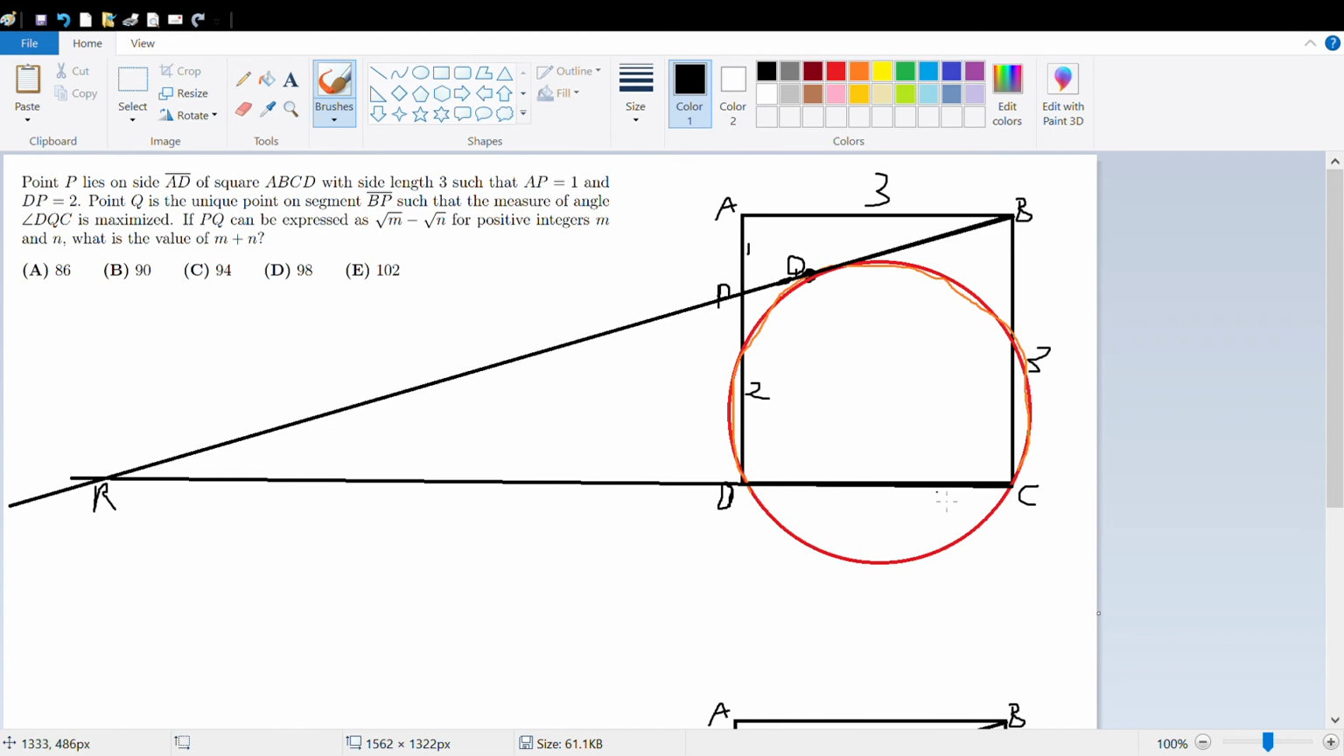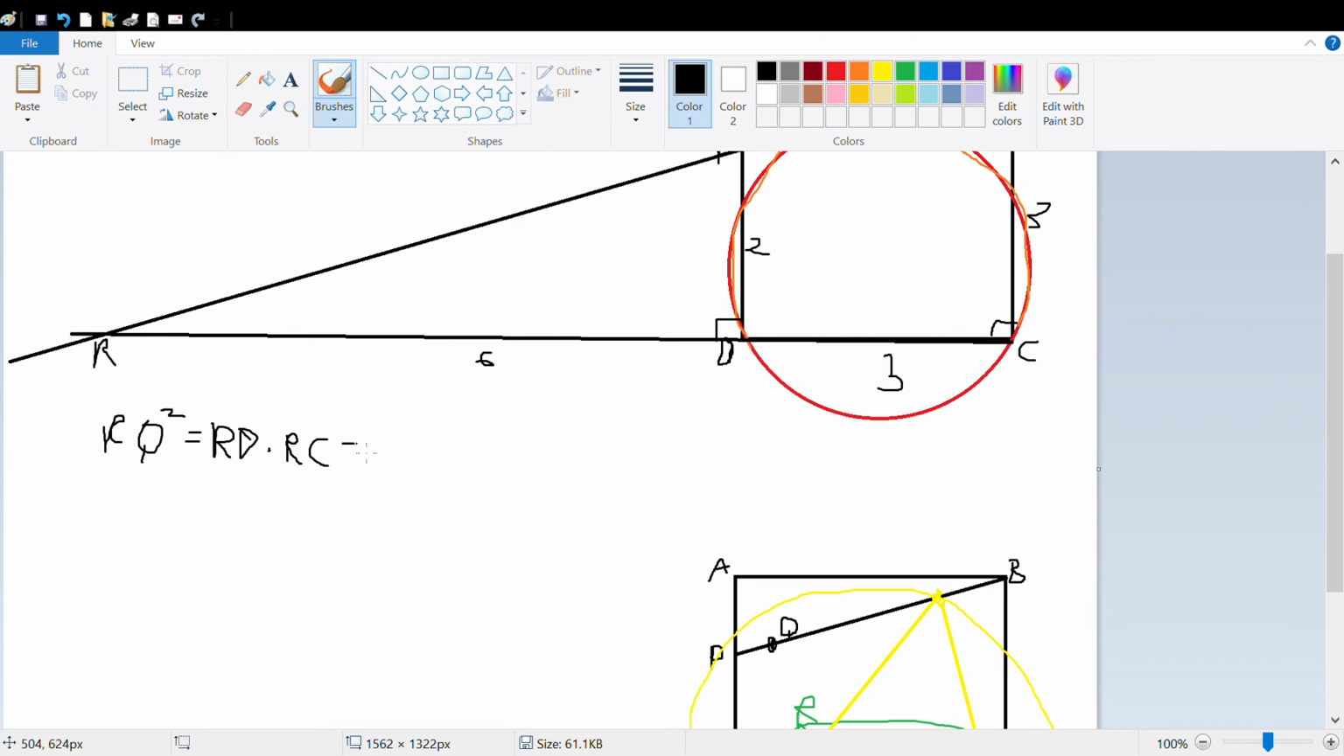We have that DC is 3, and because of similar triangle ratios, since this is a right angle and this is a right angle, we're just extending DC, so then RD is going to be 6. And so we can do power of a point on R, like I said. RQ squared is equal to RD times RC. Now we know what RD and RC are, so that's 6 times 9, which is 54. Therefore RQ is root 54.